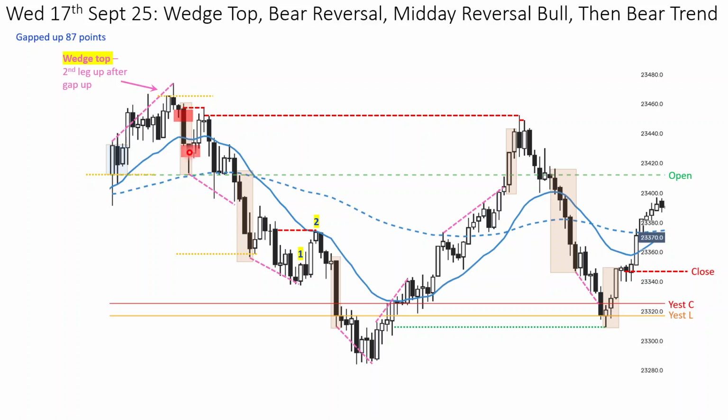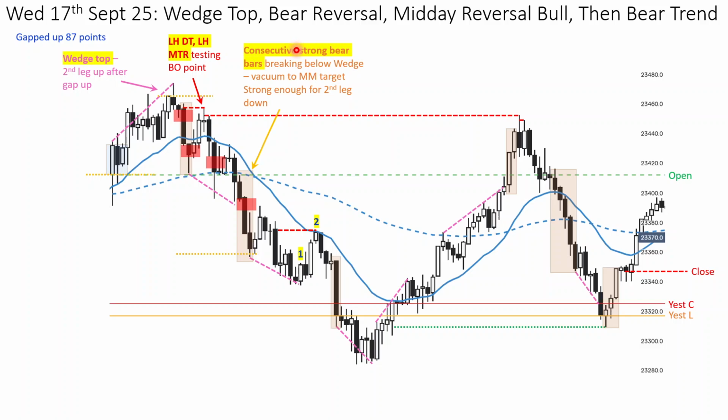Reasonable to short, enter short below them, looking for at least a test of the open and potentially a test below, especially after we have the lower high double top retest of the breakout point. Once the rejections here, and going into the consecutive strong bear bars breaking below the open of the day, we've got targets below the measured move target from the wedge top, and a little bit lower than that, yesterday's close and low.